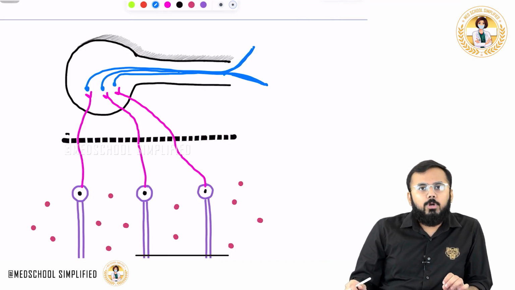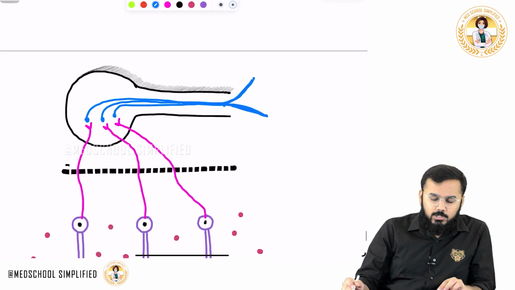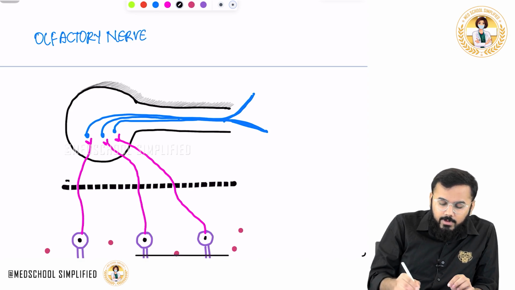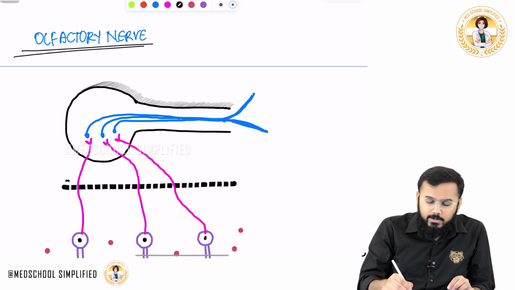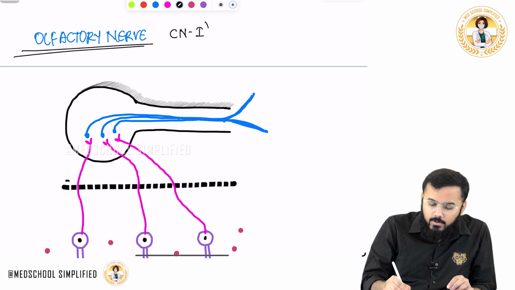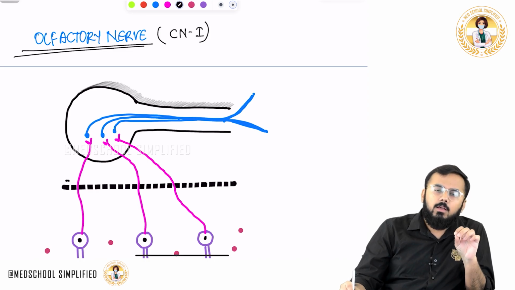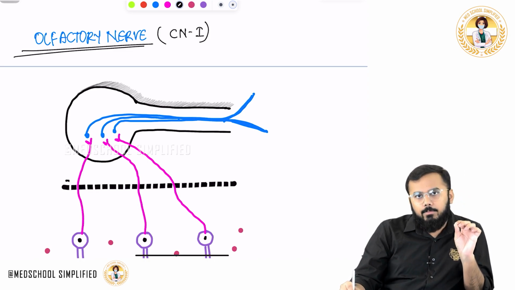Hello guys, today we shall be discussing the first pair of cranial nerves, that is your olfactory nerve. All of you know from where this olfactory nerve is coming. Olfactory nerve is your cranial nerve number 1. All of you know this thing. From where is this olfactory nerve coming? The olfactory nerve is coming through the cribriform plate.